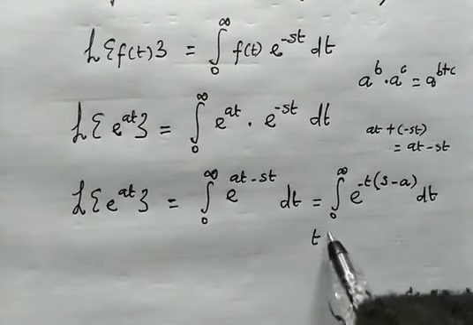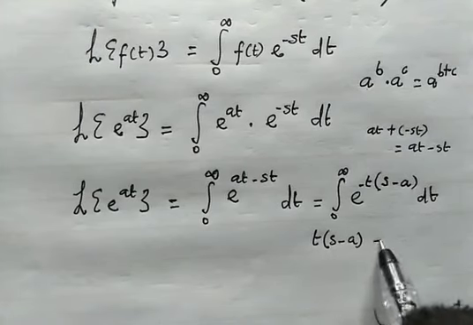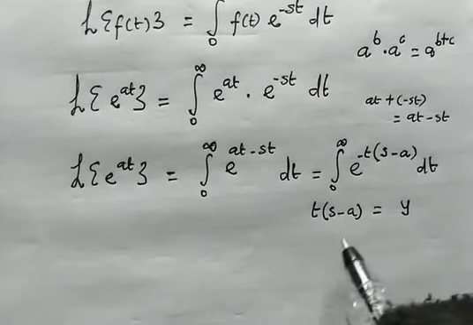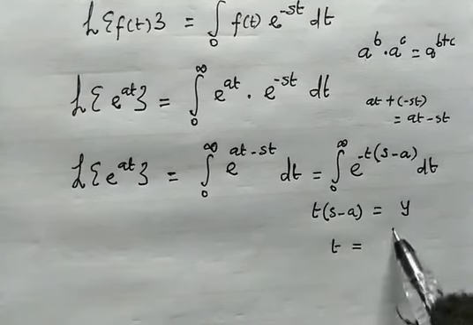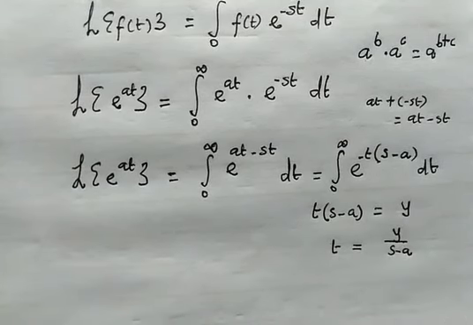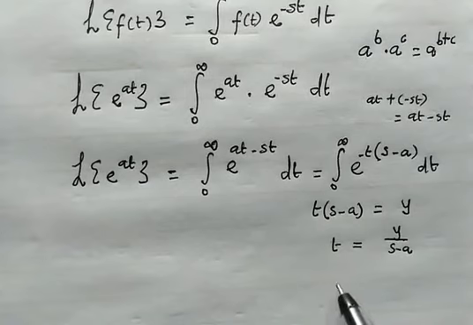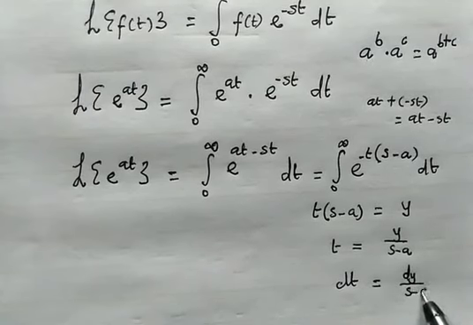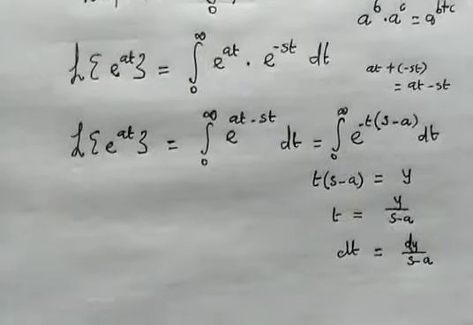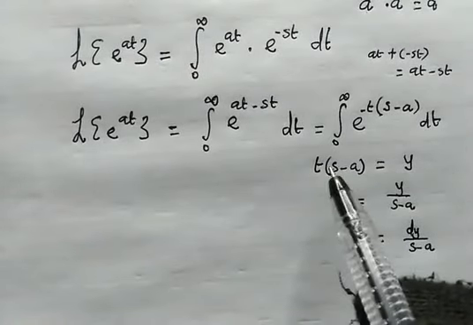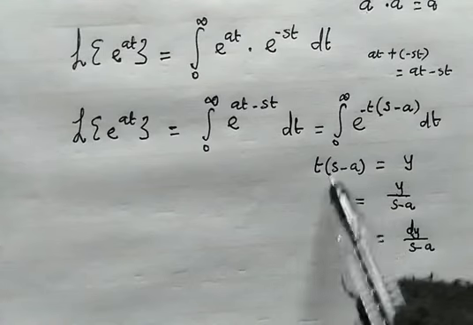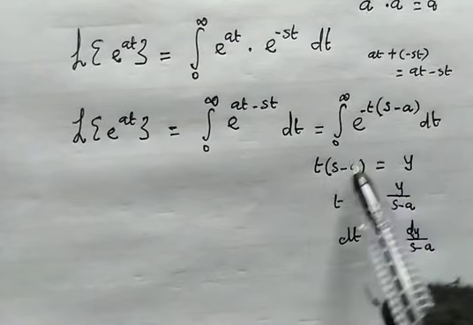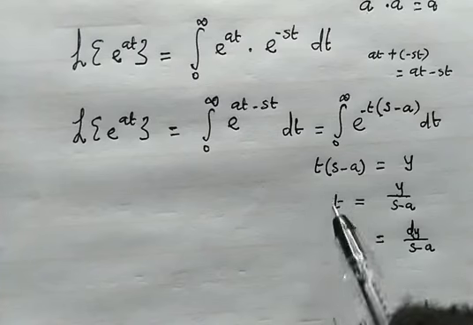Okay, now from here we can make a substitution. We're going to let t into bracket s minus a equal y. When we divide both sides by s minus a, we get t is equal to y over s minus a, right? So now differentiating both sides, we get dt is equal to dy over s minus a. Now what happens to the limit of integration? When t is approaching 0, y is also approaching 0, and when t is approaching infinity, y is also approaching infinity.